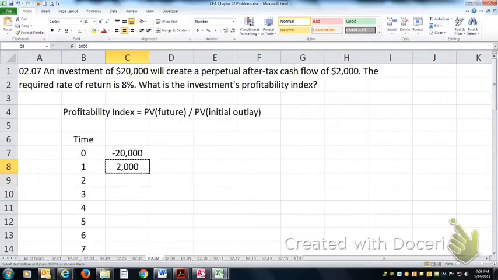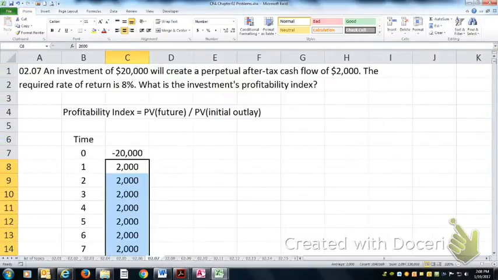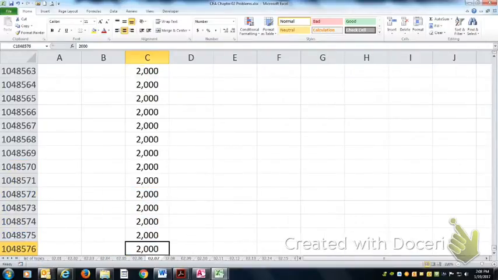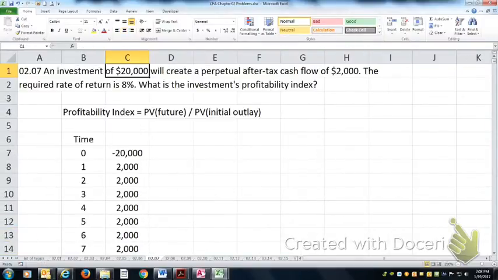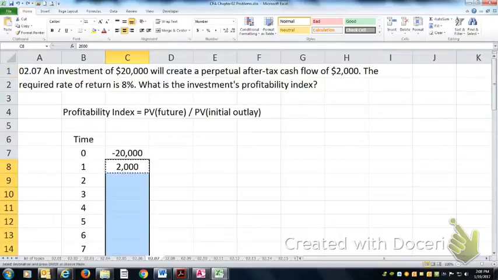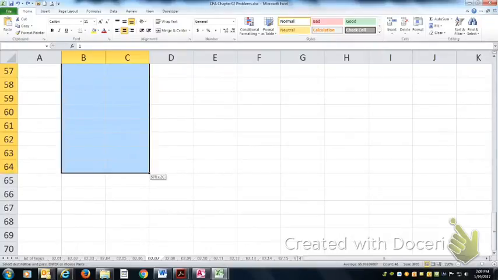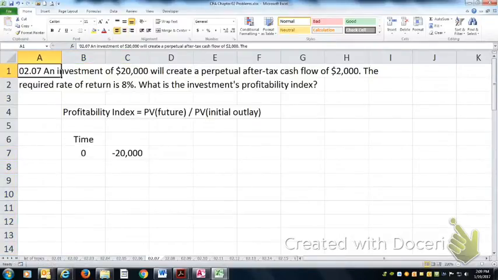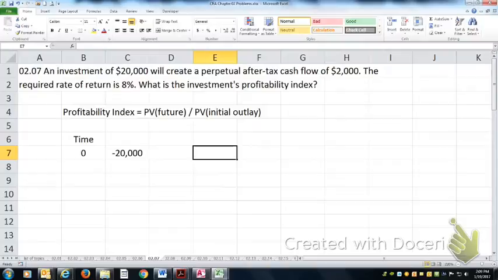Well, the thing is, even if I copied this to the end of the spreadsheet, that would be 1,048,576 lines worth of observations. That still doesn't take me to infinity, because given in the problem, that cash flow is perpetual. You'll get $2,000 a year for forever. I can still calculate the present value of that.